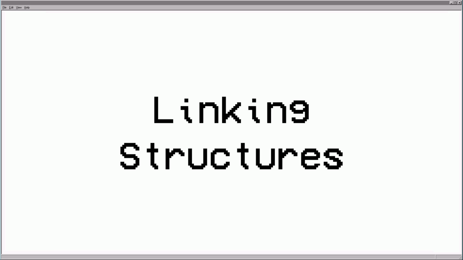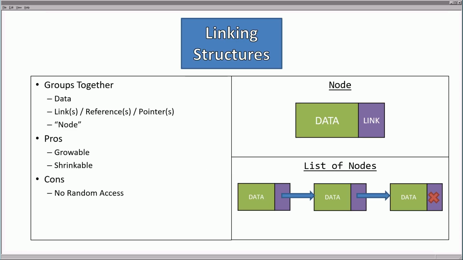Today, we're going to continue to go over linking structures. In a previous lecture, we started going over linking structures. One of the main concepts is that we're grouping together data with a link, and this structure is called a node. Linking structures address the problems that we're having with arrays. Linking structures allow growable and shrinkable data structures. However, we do sacrifice random access in order to achieve this.